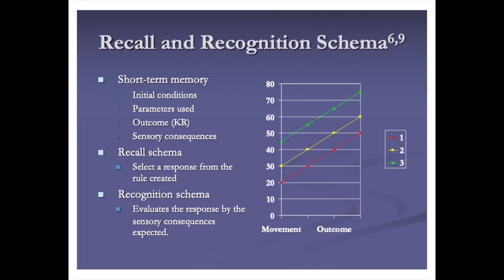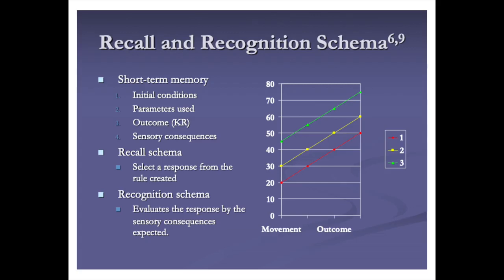So Schmidt suggested that in our short-term memory, we get information about the initial conditions, the parameters that need to be used, the outcome, and the sensory consequences. And we take that information and then we pull up a schema, a recall schema, and we select the response from a rule that we've created earlier. So we take this initial information, which we're not going to store long-term, we don't need it. But we code it into this recall schema, and then we select a response based on the rule that we've created from previous repetitions or previous experience with doing this skill.